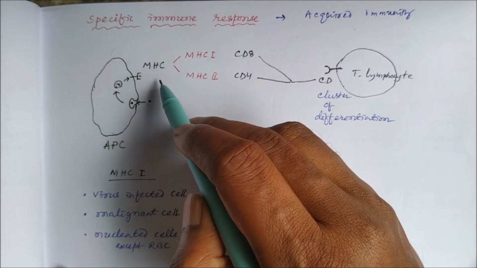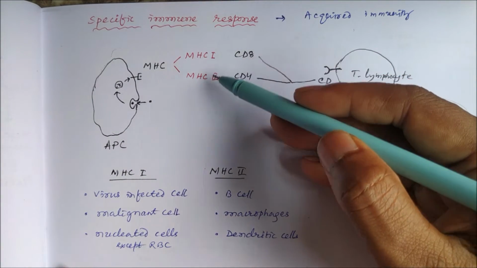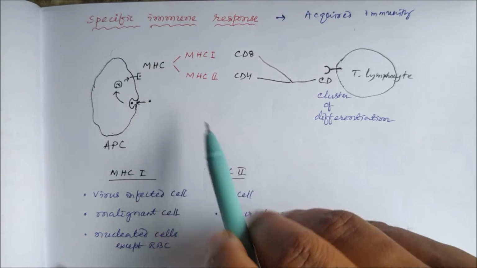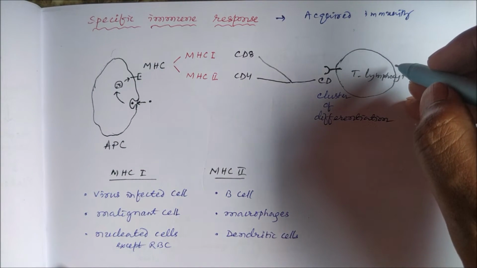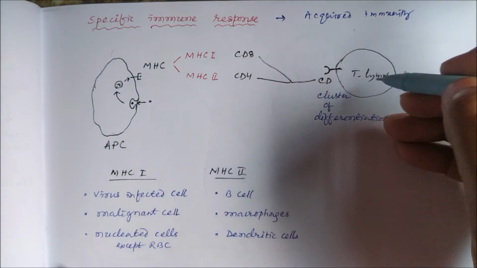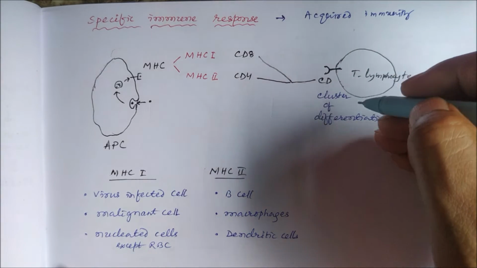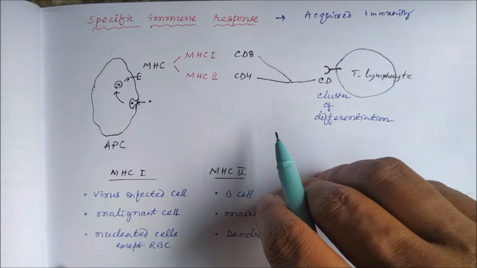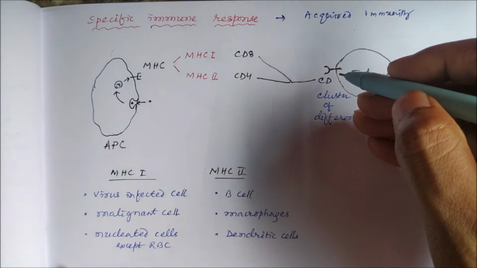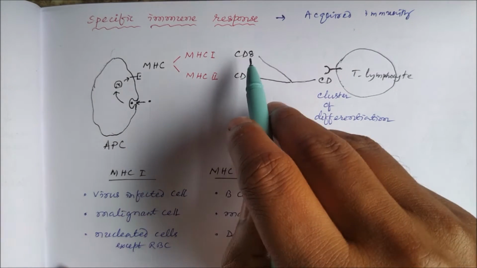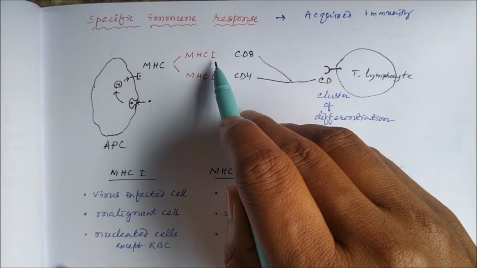And major histocompatibility complex is of two types, MHC1 and MHC2. Based on this, the type of MHC, the T lymphocytes recognize MHC1 or MHC2. T lymphocytes on its surface have CD receptors, that is cluster of differentiation CD receptors, and there are two types of CD, CD4 and CD8. And CD4 recognizes MHC2, whereas CD8 recognizes MHC1.